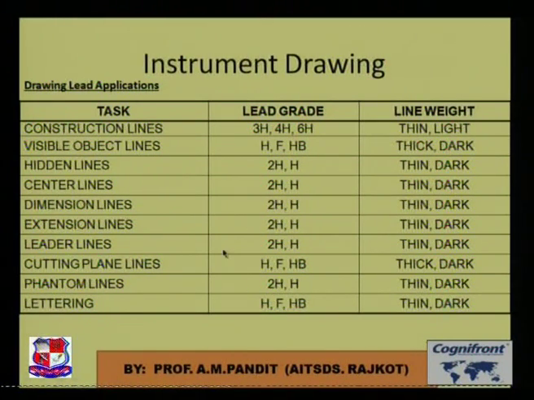Leader line H and 2H, which means that all those hidden, center, dimension, extension and leader lines, which are very necessary in our day-to-day drawing, we should draw using H or 2H pencil. When we want to draw a visible object line, we should always use H pencil, so that our line is thick and dark. Now when we want to draw a phantom line, we should use the 2H or H pencil. For lettering purposes, we can use H or F pencil, which will create a thin and very dark line.